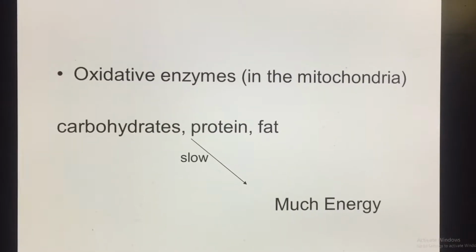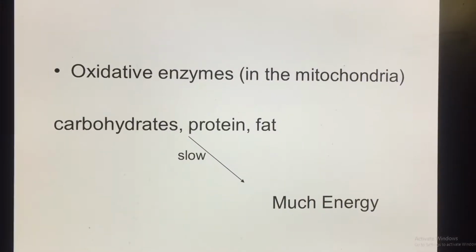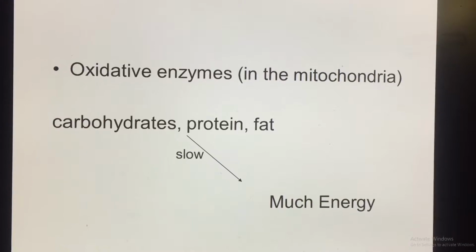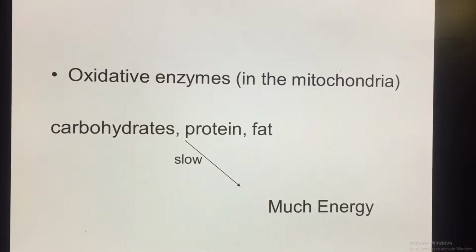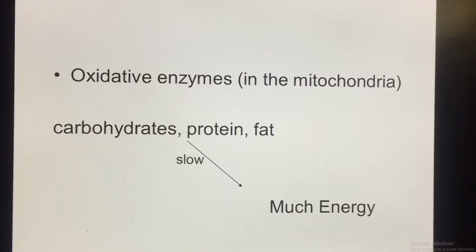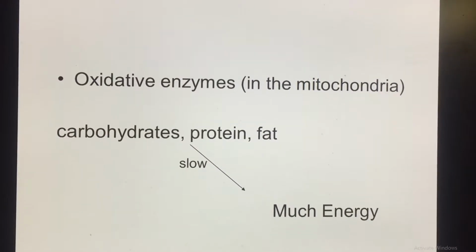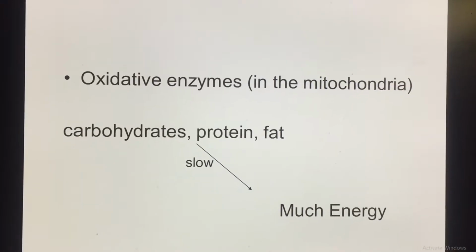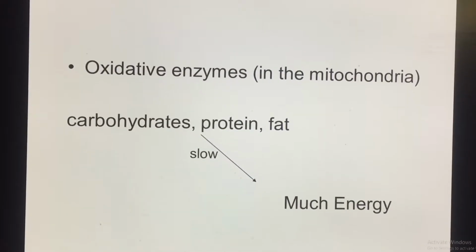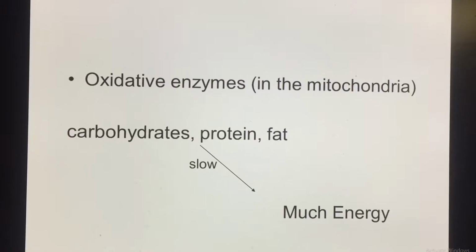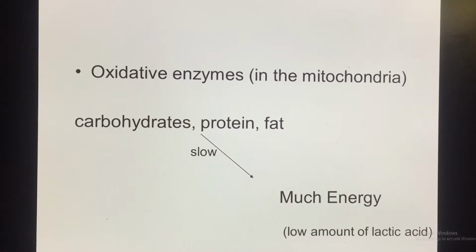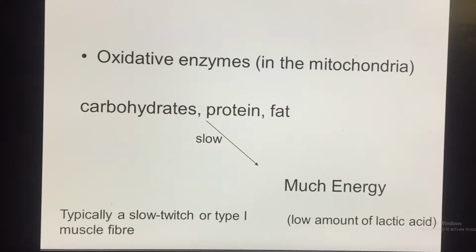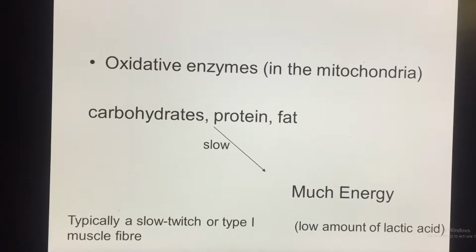Inside the mitochondria, we have oxidative enzymes. These enzymes are involved in aerobic metabolism. In the mitochondria, you get breakdown of carbohydrates, protein, and fat. It's a slow process, but it gives you a lot of energy, so it gives you a lot of ATP. And you get a low amount of lactic acid. And this is typical in a slow twitch fiber or a type 1 muscle fiber.